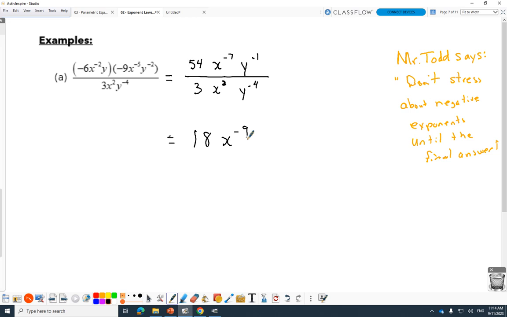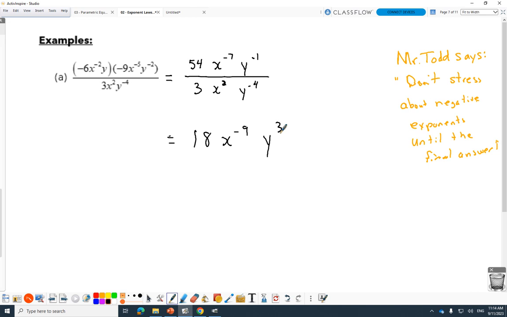Then, negative 1 subtract negative 4. Good luck in your head, most of you. That probably will not go very well, but I'll try and do it. Negative 1 subtract negative 4 would be like negative 1 plus 4, so I get y cubed. And this is why I said don't stress about the negatives till the end, because it might not play out that you even have to deal with them. Some of them will come back to be positive, and then you're happy. Positive exponents are good.